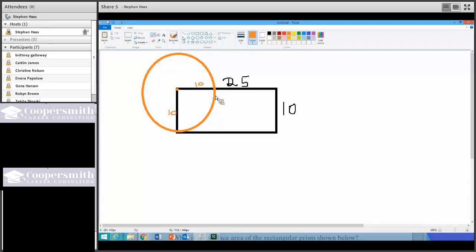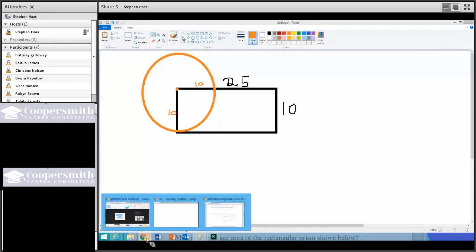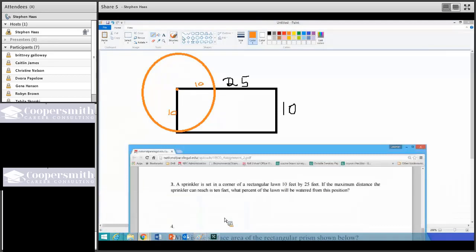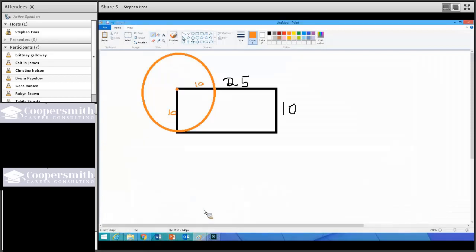What were we asked over here? We were asked what percent of the lawn will be watered from this position. It's a good question. Well, how do we figure that out? First, we would have to figure out the area of the entire yard. That's easy. That's a joke. Who can tell me the area of the entire yard? Just 25 times 10, 250, right.